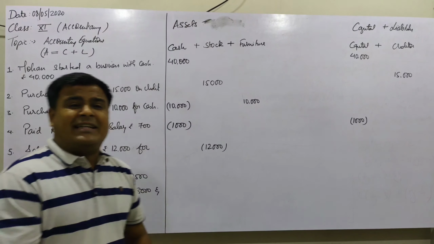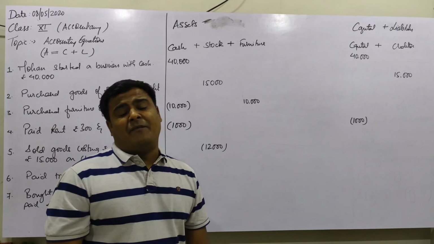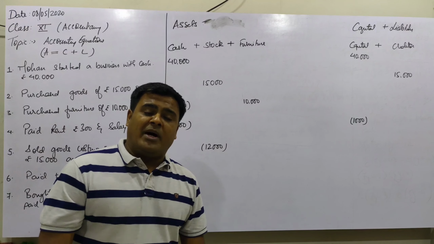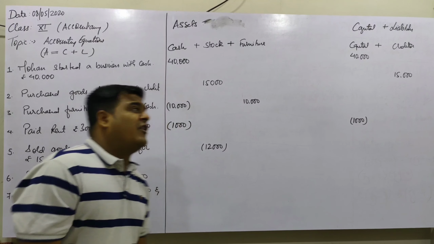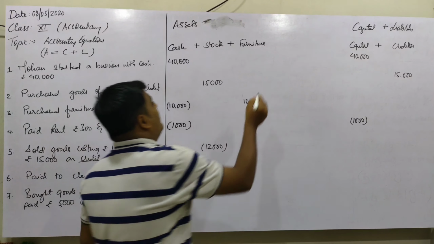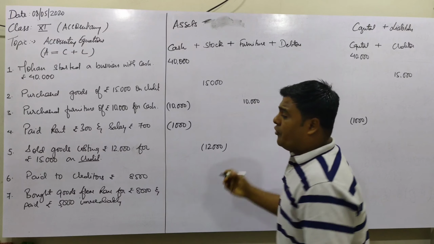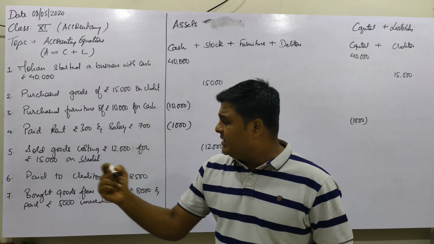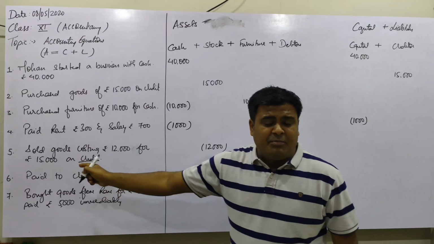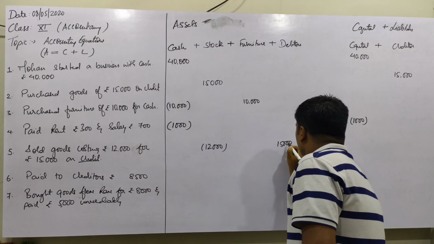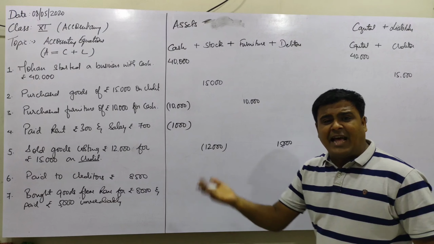Now see, the goods are sold for 15,000 on credit. Remember the definition of debtors: when goods are sold on credit to a person, that person is a debtor for the firm, and debtors are assets. So I will be adding debtors on the asset side. The business needs to get money from that person, that is 15,000 rupees. This 15,000 I have added, our debtors are increased.